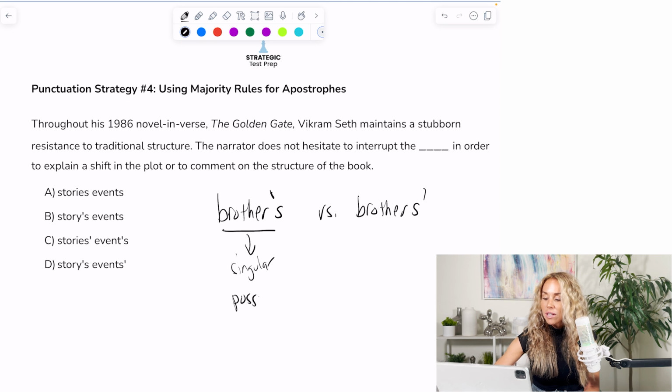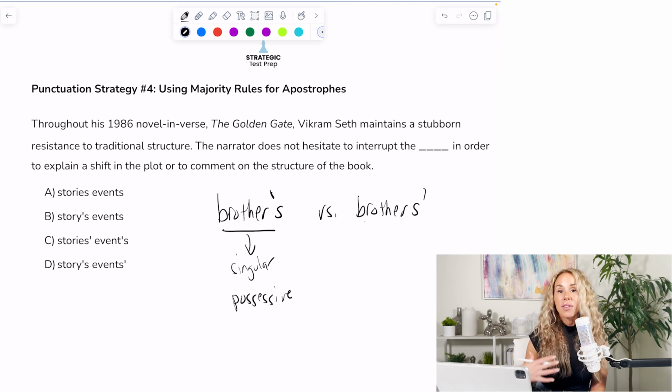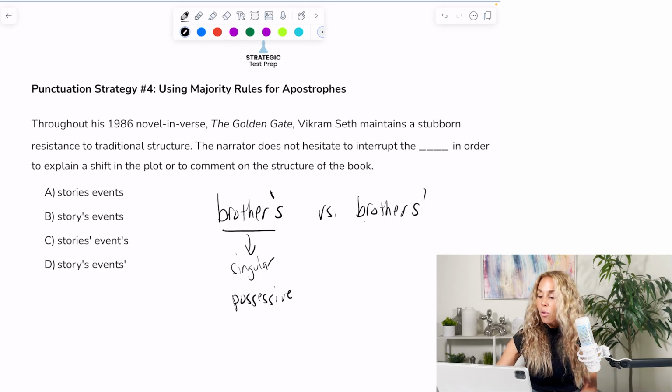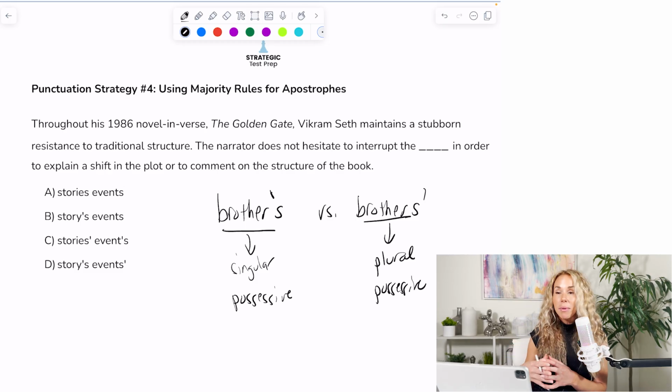So it basically means one brother is owning something. Like I would say, my brother's toothbrush. This one is a plural possessive. So that basically means a group of brothers, maybe there's 2, 3, 4 brothers, they own something together. And let's hope they don't own a toothbrush together, because that's just gross. Maybe we would say the brothers' lake house, right?